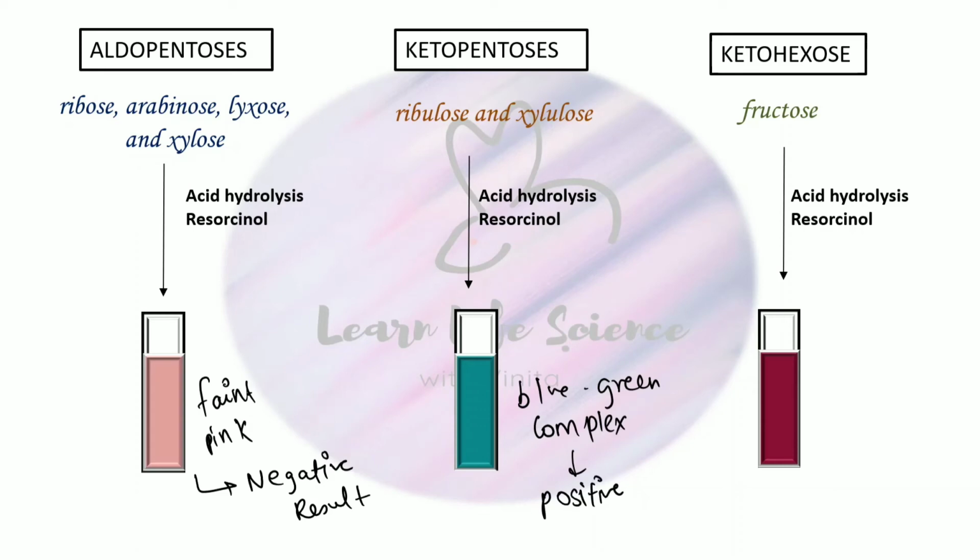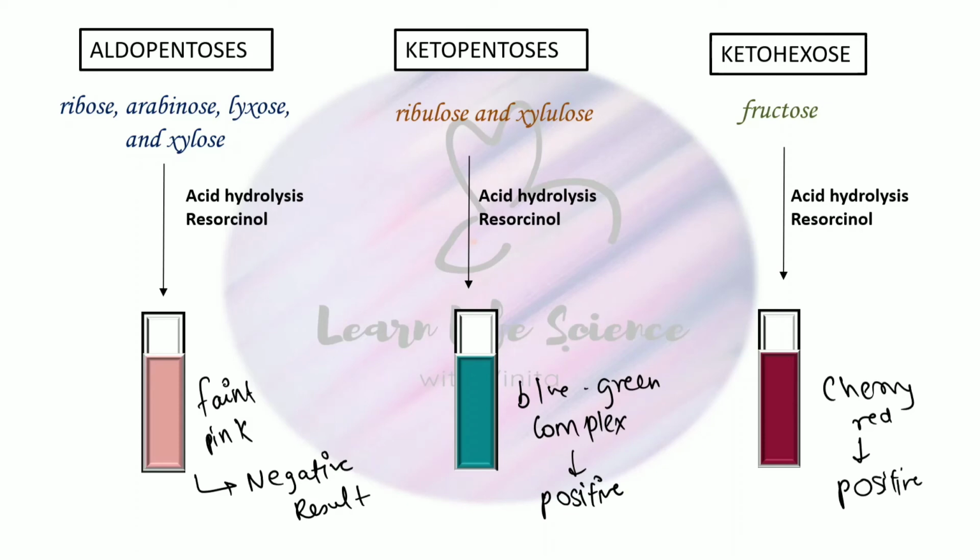Talking about ketohexoses, the sugars with 6 carbons and a C double bond O group, for example fructose, on reaction with acid and resorcinol will give you a cherry red color. It is also a positive test.